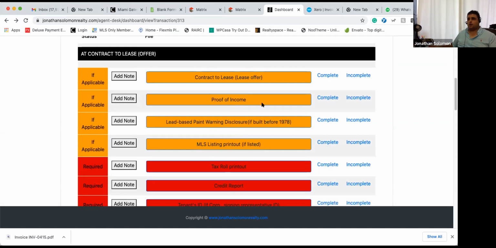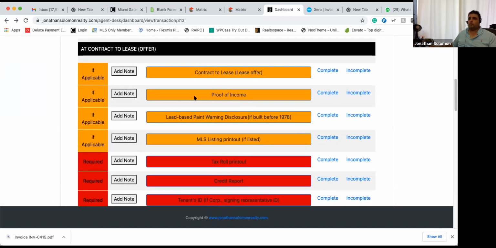Very, very important, but not a must, but very important in our case, is to have a proof of income from the tenant. We need to know what type of income the tenant makes. Does he have a steady job? He receives a certain income. Based on his income, we'll be able to find him a property.